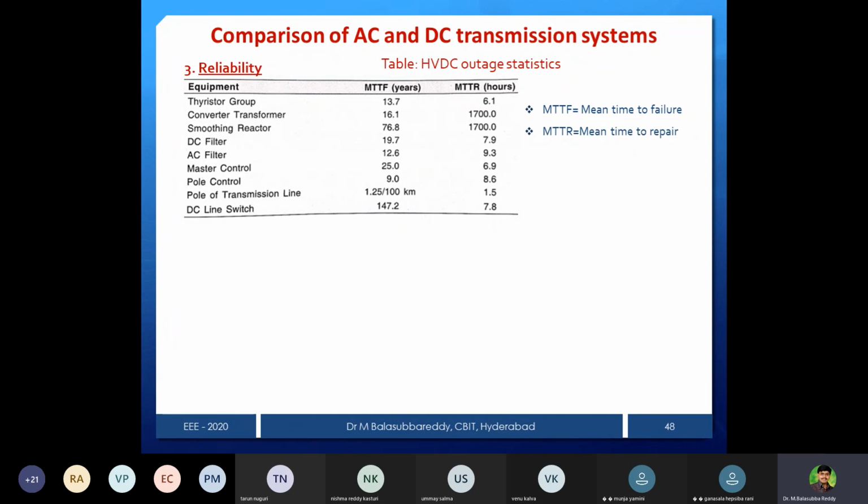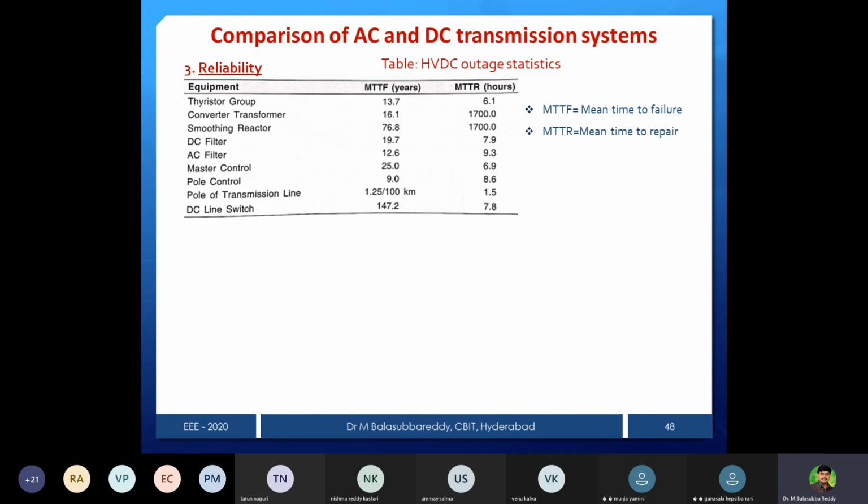That is the HVDC outage statistics I mentioned, for the thyristor group. You can see that mean time to failure is 13.7 years on average. These are all available statistics in a book. And the time to repair is only 6.1 hours.